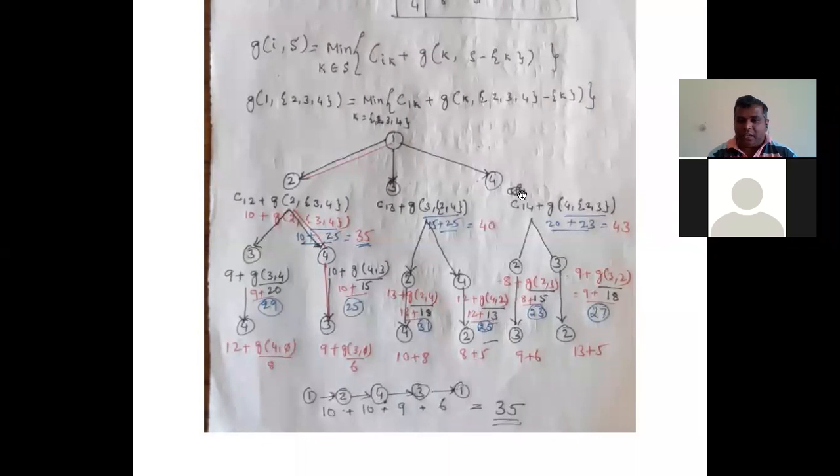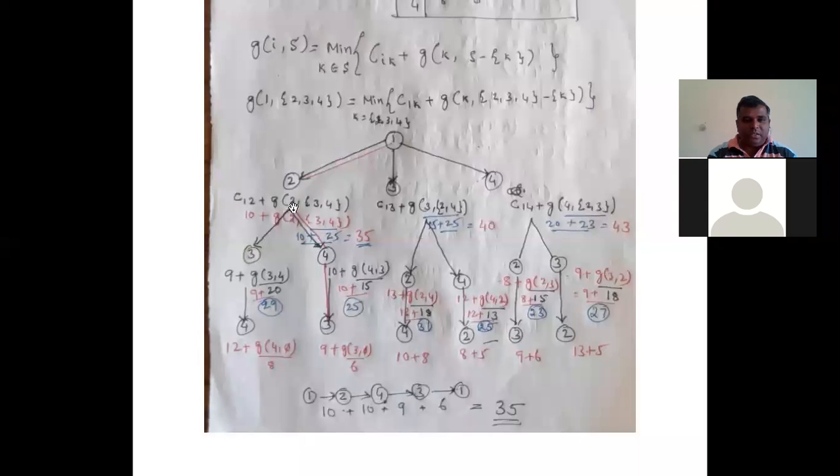Similarly, when we select 4, C of 1 comma 4, the cost from 1 to 4, plus G of 4, where 4 is the intermediate node, comma the remaining unvisited nodes 2 and 3. So G of 4 comma 2 and 3. That means we have to call recursively. Now further we have to expand. So what is G of 2 comma 3 4, we have to find.